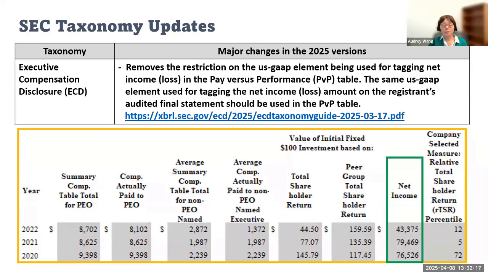The major update to the ECD taxonomy is that we removed the restriction on the US GAAP element being used for tagging the net income or loss in the pay versus performance table. The net income or loss in the PVP table must be the net income or loss as required by Regulation S-X that is reported in a registrant's audited financial statements. Therefore, the same element used to tag a registrant's audited financial statement should be used in the PVP table. Next slide.